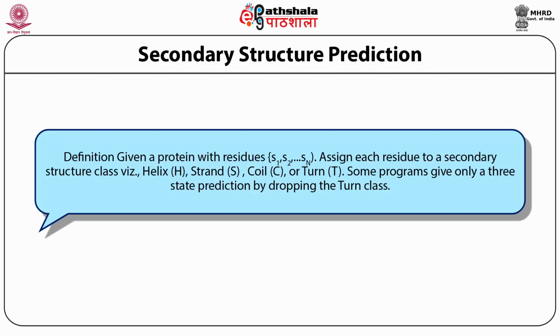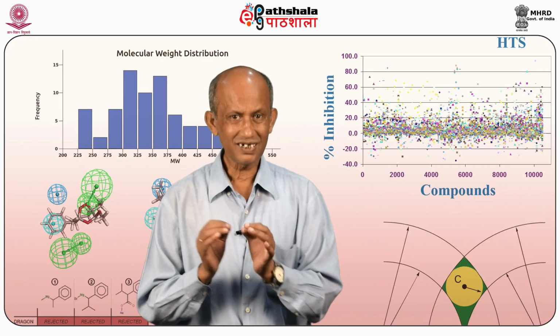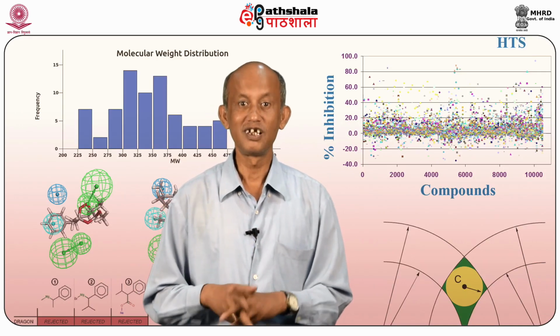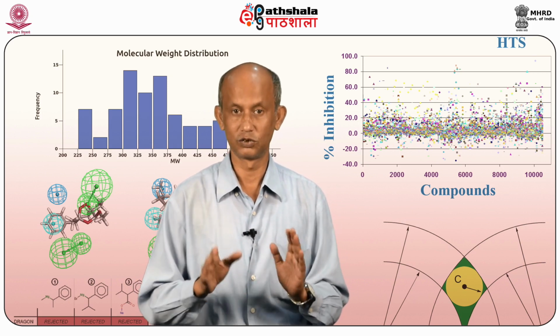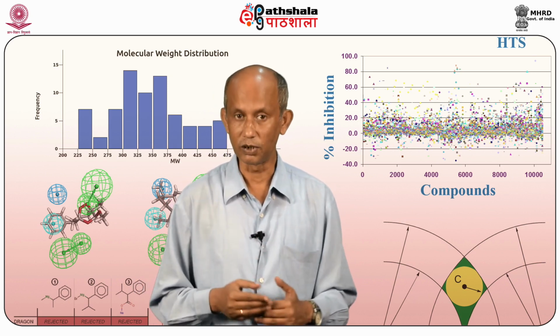Some programs give only a 3-state prediction, that is they omit the turn class, which is considered like coil. So they give you a helix, strand and coil, while some other programs would give you a 4-class classification with a helix, strand, coil and turn. So what secondary structure prediction does not do, that is also something one has to be clear about.